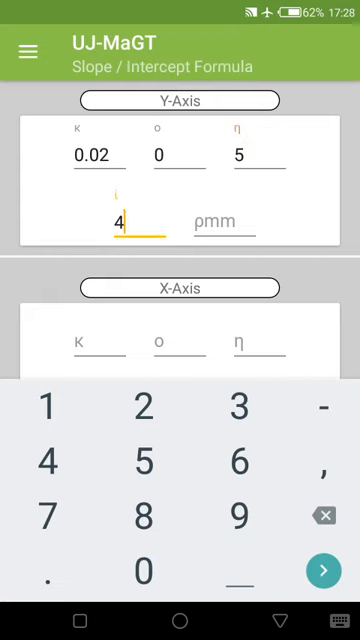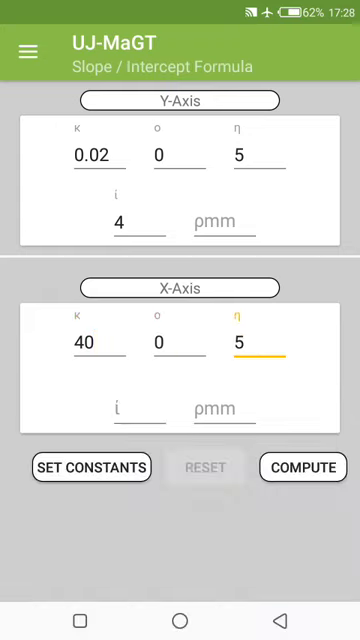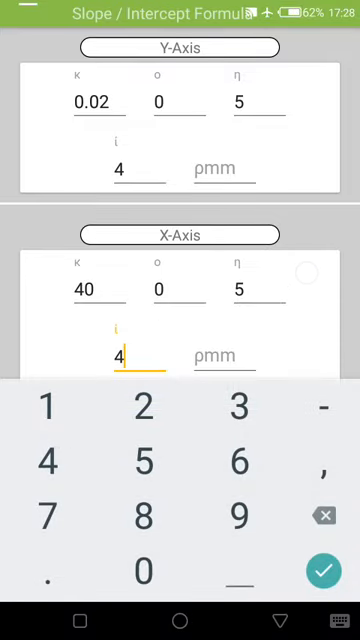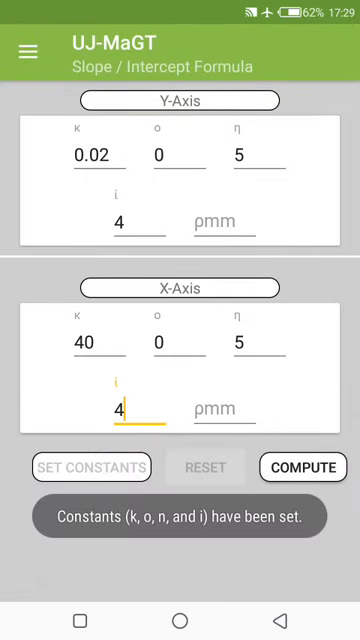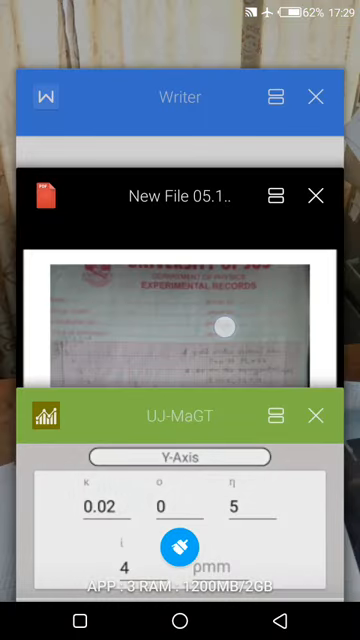Though we don't need anything to do with the x-axis, you have to input the values so that the graphing tool does not crash. So we put 0, we have 5, our I also is 4. Now we set this as constant so that we don't need to write again. Now you come to your graph and count the number of millimeter boxes that represent that line. That is the number of millimeter boxes between this point and this point, and also between this point and this place.